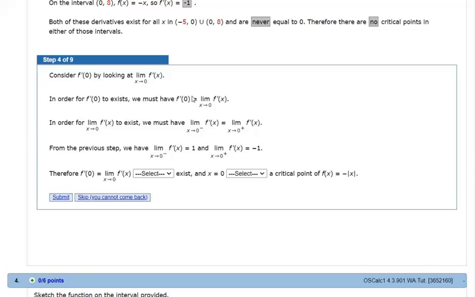Consider the derivative by looking at the limit as x approaches 0 of the derivative. Okay, so for a derivative, there's a whole bunch of symbols here, but the derivative approaching 0 from the left has to be the same as the derivative as you approach 0 from the right, and they're not, right? So the derivative fails to exist at x equals 0. The limit as x approaches 0 of f(x) does not exist. And x equals 0 is a critical point because the derivative fails to exist.